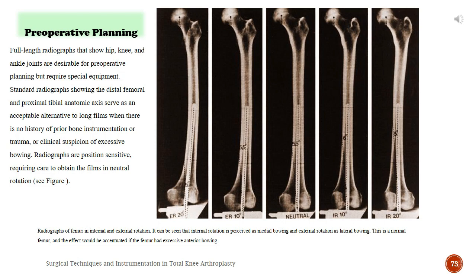Figure. Radiographs of the femur in internal and external rotation. It can be seen that internal rotation is perceived as medial bowing and external rotation as lateral bowing. This is a normal femur, and the effect would be accentuated if the femur had excessive anterior bowing.